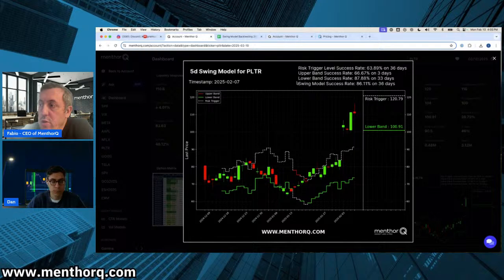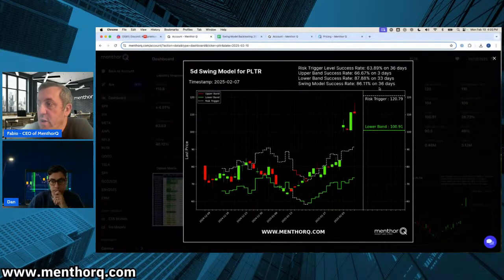We also show you our backtesting results right here about the success of the model. In simple terms, the success of the model is: is the price 5 days from now going to be above this 100.91 level on Palantir? If so, that's a success for us. And here you can see the historical values. This lower band value was given to you right here, and 5 days in the future, the price closed above the lower band. That's a success.